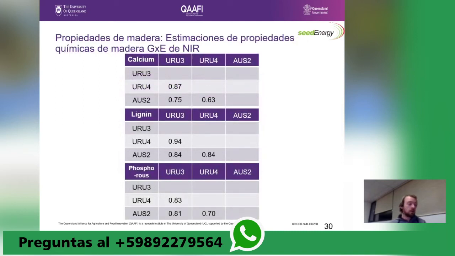And for wood chemistry content, also predicted by NIR, there was a similar pattern for all three, where the trials in Uruguay correlated stronger with each other than with the Australian trial, although correlations were generally strong for all trials. The lowest was calcium, which appears to exhibit some G/E between countries.